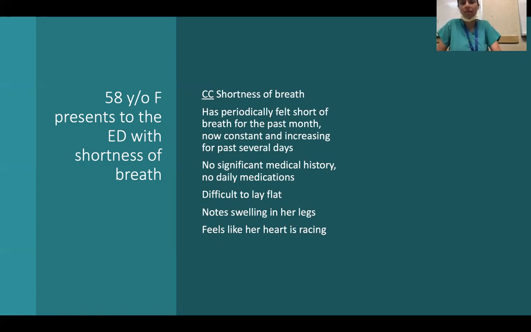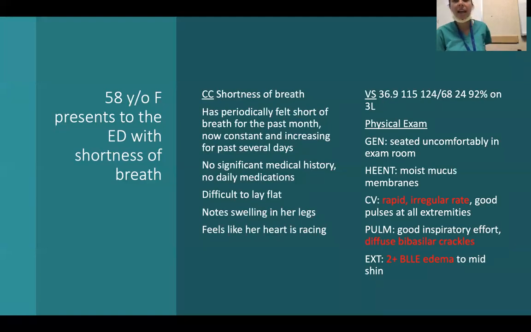Does she feel like her heart's normal racing or abnormal? She just feels like it's going faster than it should. And her vital signs seem to agree with that, at least. She's afebrile, but her heart rate's 115. She's got normal blood pressure, and she is only 92% on 3 liters, doesn't usually wear any oxygen.